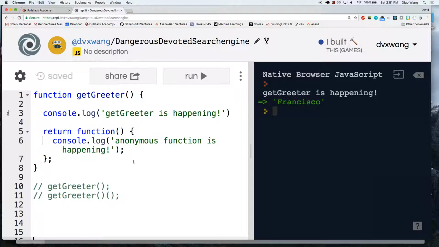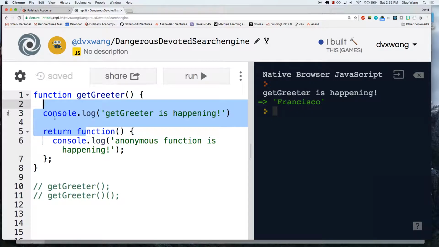That's the string. Console log. Well, it doesn't return get greeter, it just logs that to the console. Do you see a return word somewhere in get greeter? No. So it doesn't return. It returns a function. Okay, great. Get greeter returns a function, right? Right. If this console log is distracting you, we can remove it.